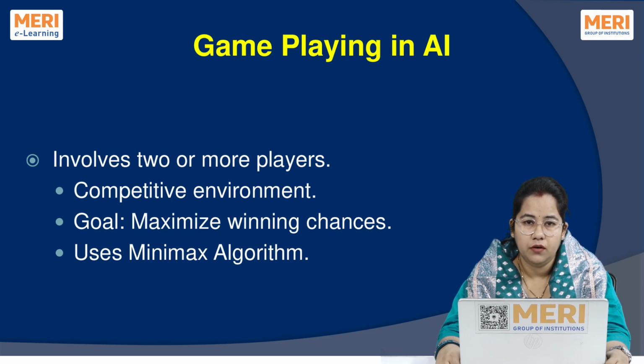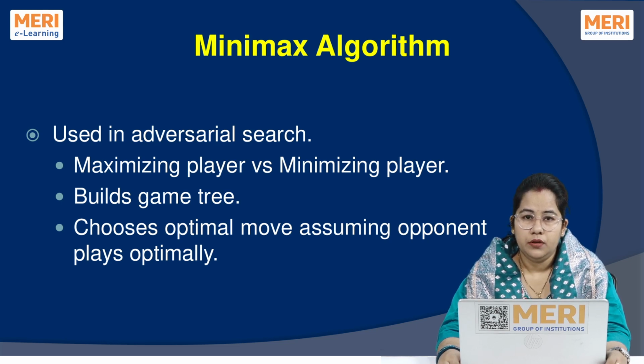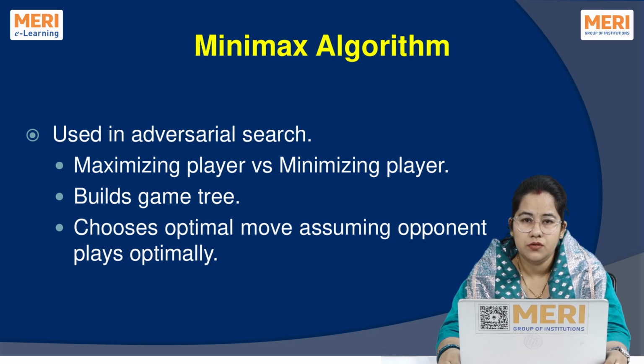Now discuss the minimax algorithm. The minimax algorithm is a decision making algorithm in two player games. It assumes that one player is trying to maximize the score while the other is trying to minimize it. The algorithm constructs a game tree that represents all possible moves, starting from the terminal nodes. It assigns values based on the outcome and then propagates these values upward.